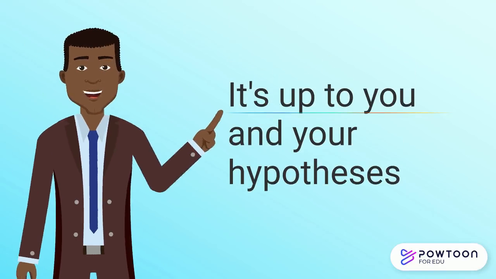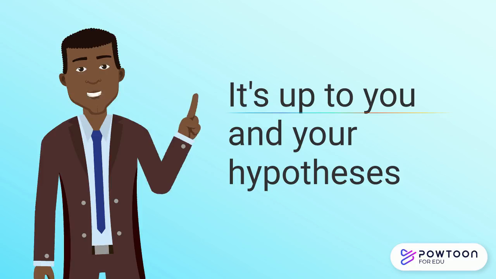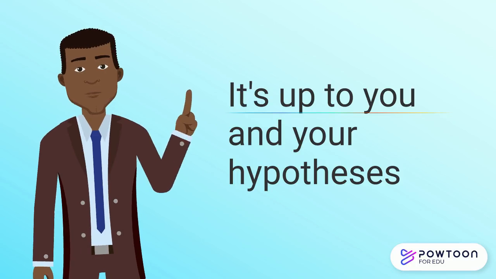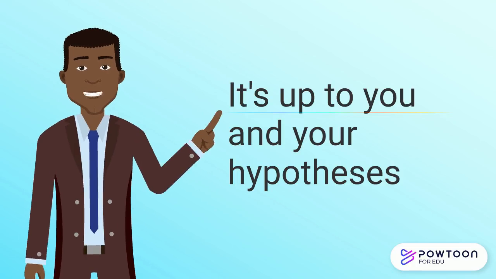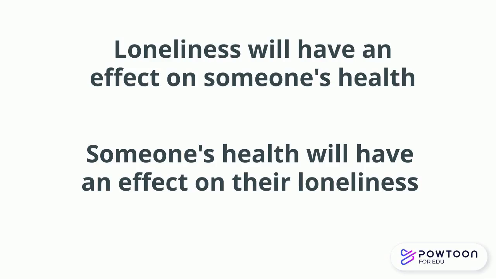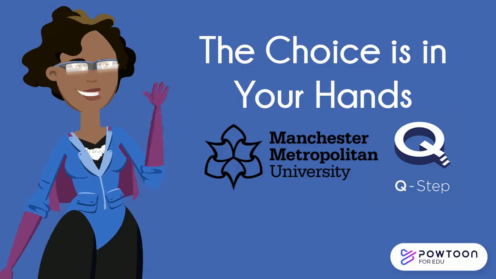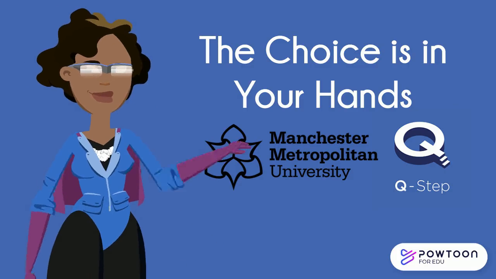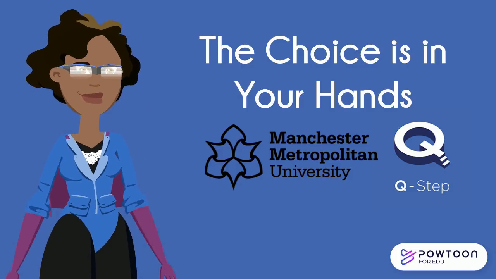Which is your independent variable and which is your dependent variable is based entirely on what you want to study and how you framed your research questions and hypotheses. So if you want to look at how loneliness affects someone's health, then loneliness is your independent variable and health is your dependent variable. But if you want to look at how someone's health affects their loneliness, then health will be your independent variable and loneliness will be your dependent variable. So remember, the choice is in your hands, but your independent variable should have an effect on the dependent variable.